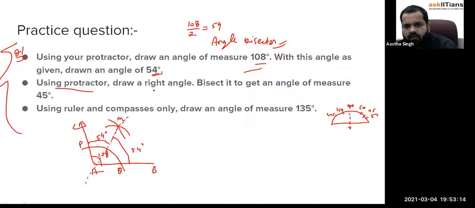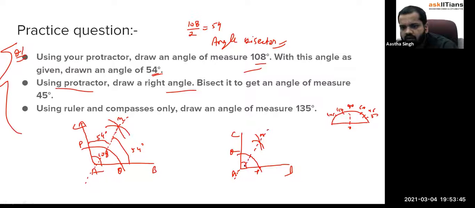Next is using a protractor, draw a right angle. Let's suppose you have B, A, and C. You can easily draw 90 degrees and then you have to draw an angle of 45. It means you have to draw an angle bisector. Make an arc with P and Q, with the compass pointed at P and more than half of PQ. With the same radius, draw an arc. You will get your point M. Just draw a line joining your point M and point A, right?